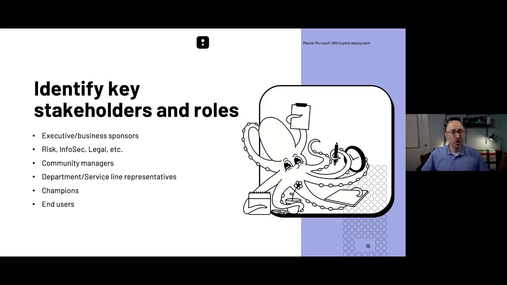They're going to be the ones that want to use it for everything. And we want to embrace our champions because they help us to spread the knowledge of Copilot and to get buy-in from other teammates. And then we have our end users. These are the people that are actually going to be using it for day-to-day business processes. These are the people that are going to use it for work throughout their day-to-day activities. Their feedback is going to be really valuable, and we need to make sure that we're actually engaging them.